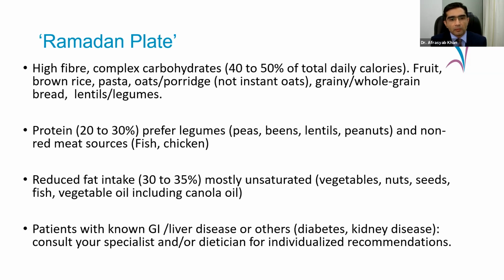Proteins, again, it's preferred that your protein intake comes mostly from peas, some lentils, peanuts, and try that your protein comes from non-red meat sources, so fish and chicken. And then fat intake, mostly try to have unsaturated fats, which are more in vegetables, nuts, and seeds.